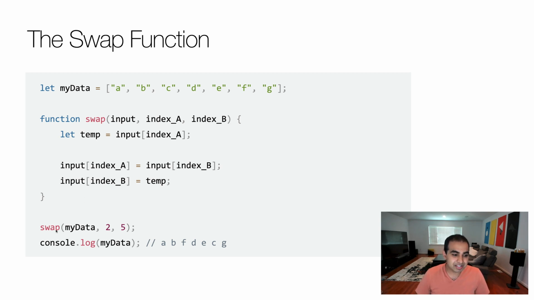So you can now see that if I were to pass in this swap function, pass in the array, my data, and then pass in the two index positions, in this case 2 and 5, which correspond to C and F, the end result is we now have A, B, F, D, E, C, G, exactly the way we wanted to, where F and C are now in their swapped positions.